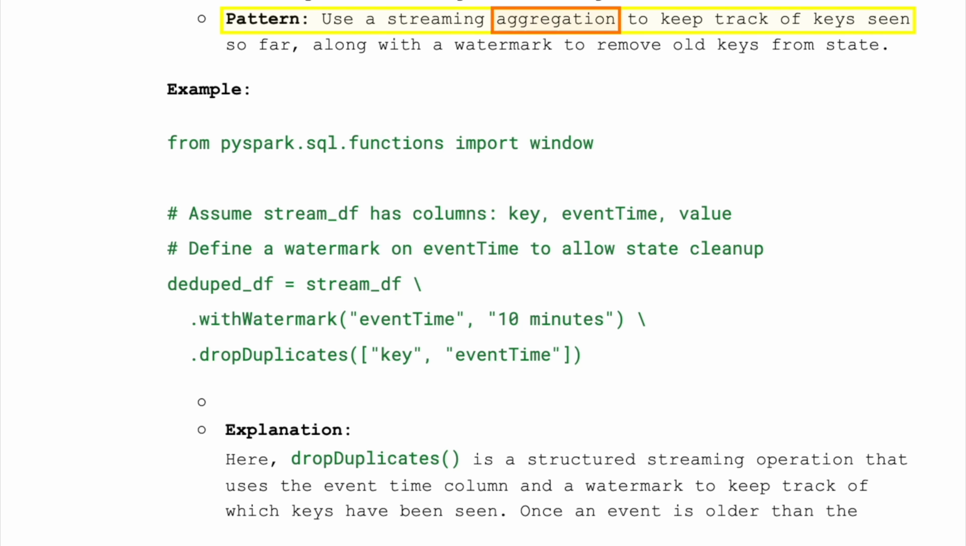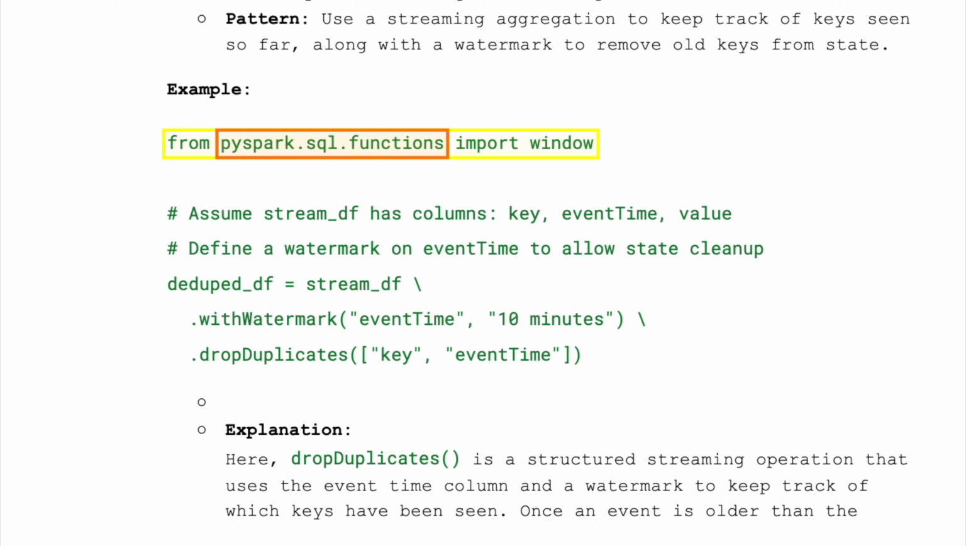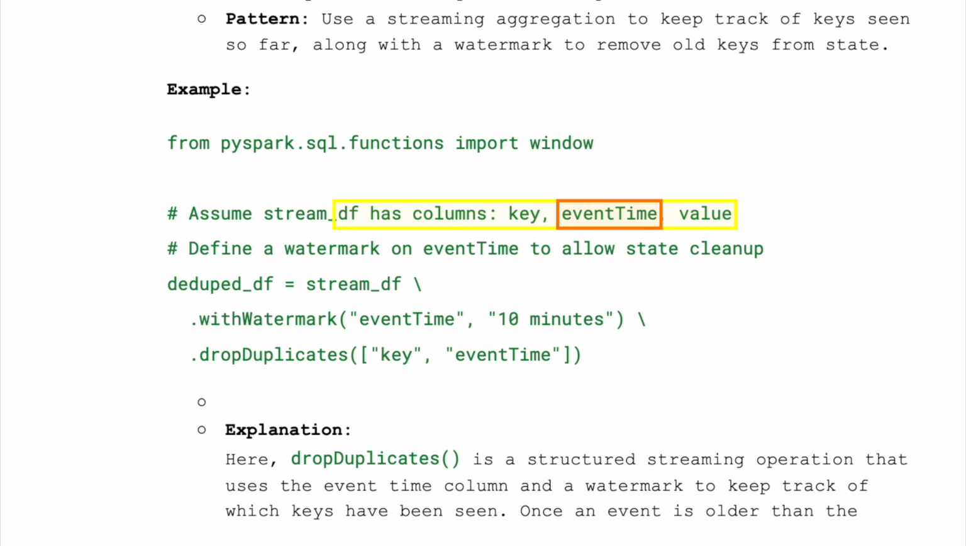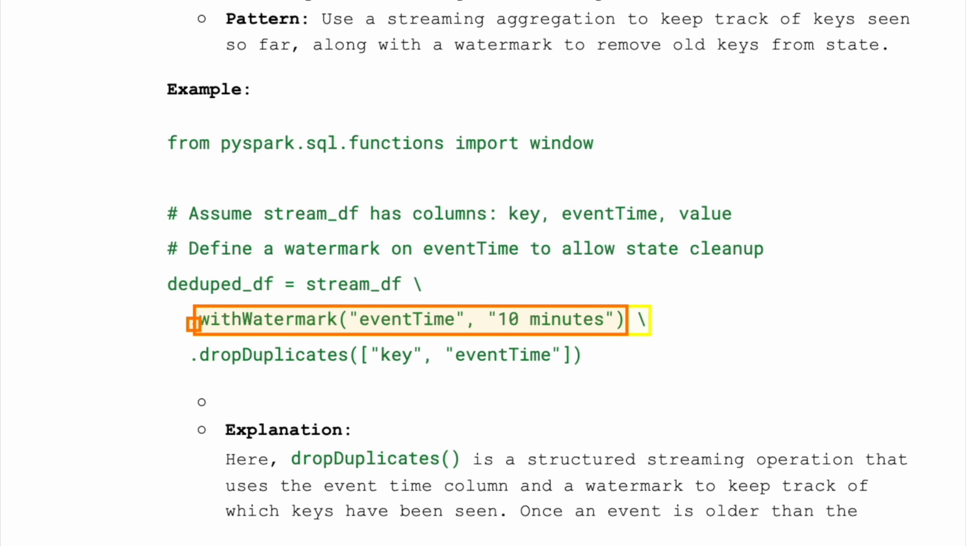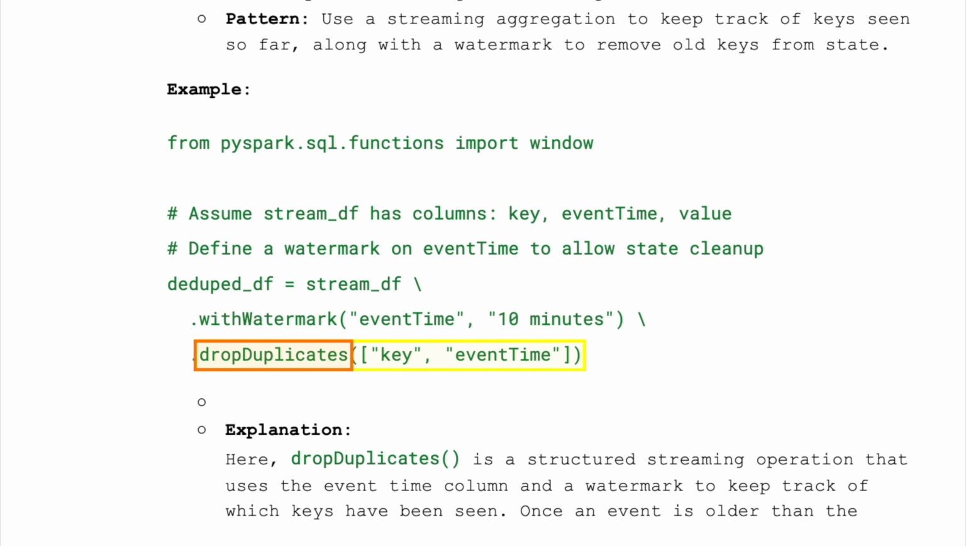Use a streaming aggregation to keep track of keys seen so far, along with a watermark to remove old keys from state. Example: from pyspark.sql.functions import window. Assume stream_df has columns key, event_time, value. Define a watermark on event time to allow state cleanup. dedup_df = stream_df \ .withWatermark("event_time", "10 minutes") \ .dropDuplicates(["key", "event_time"]).